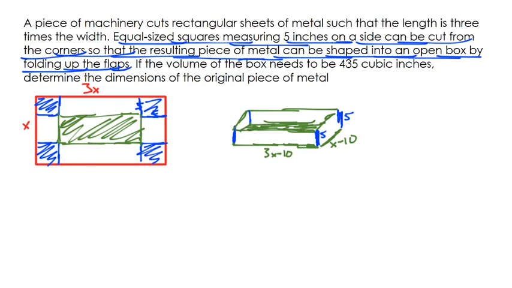For this box that we made. So we've got our open top box, which has a length of 3x minus 10, a width of x minus 10, and a height of 5. Now we're ready to tackle the rest of this problem.